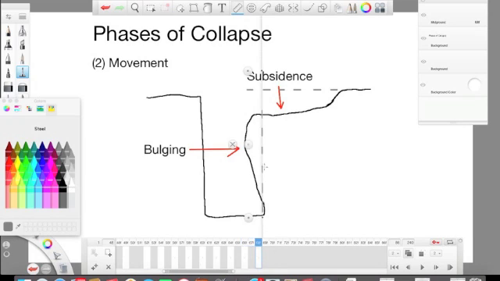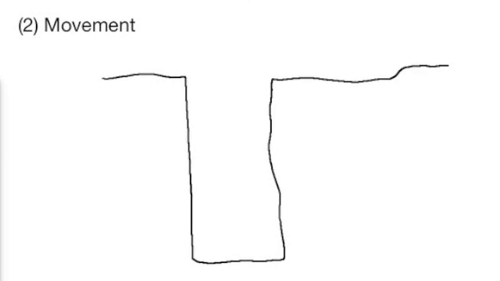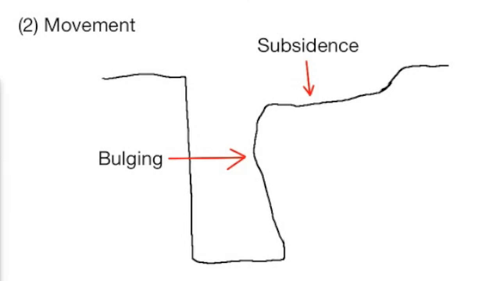Bulging is another form of movement that indicates collapse. It's one of those things you want to look for if you're teaching a trench class or working around a trench. You want to observe the trench walls for subsidence and bulging. If there hasn't been a collapse, those are signs that a collapse is impending.